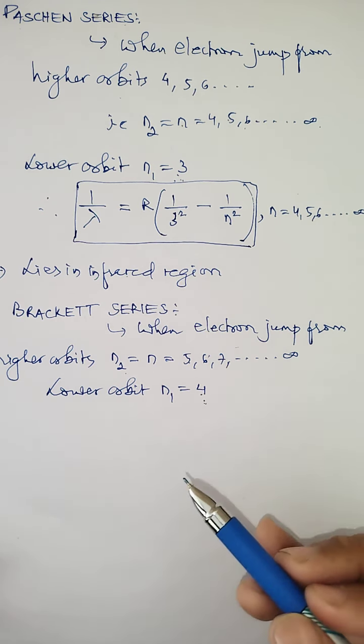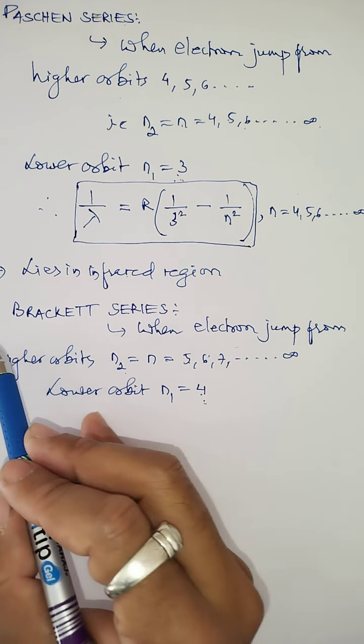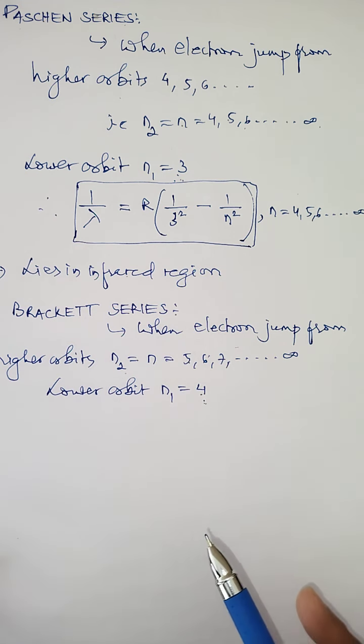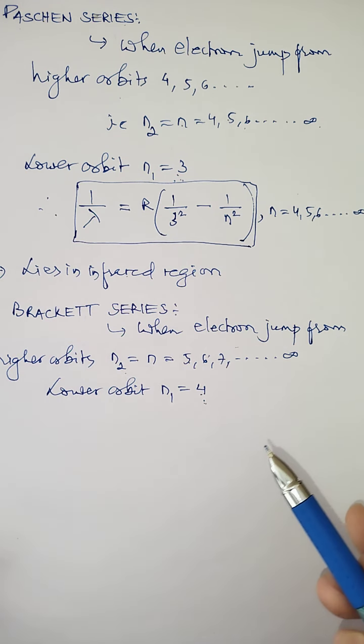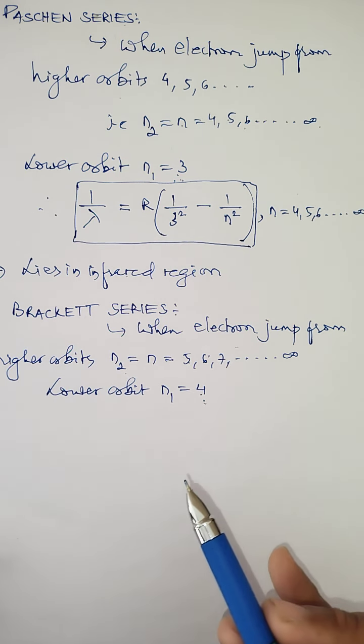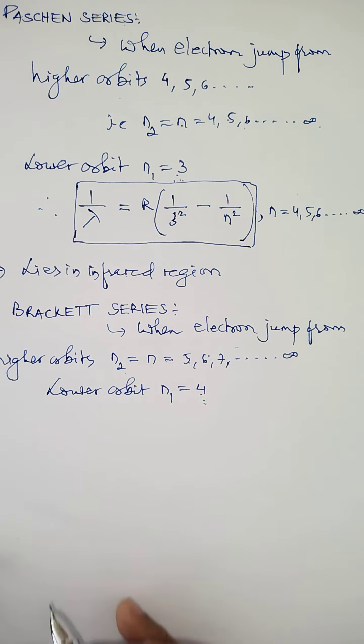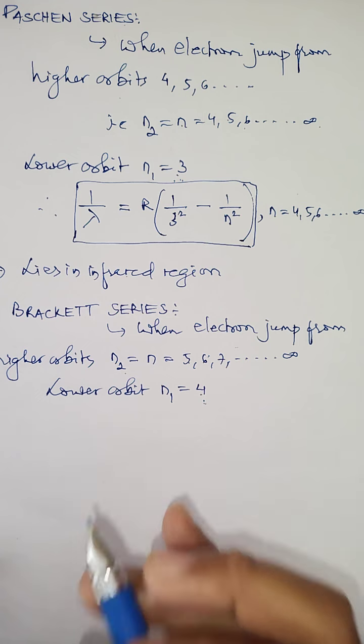So when the electron jumps from these higher orbits to the lower orbit, say 4, we obtain a series of the hydrogen spectrum, and this series is called Brackett series. So Brackett series is one type of series of hydrogen spectrum obtained under these orbits. This series can also be written.